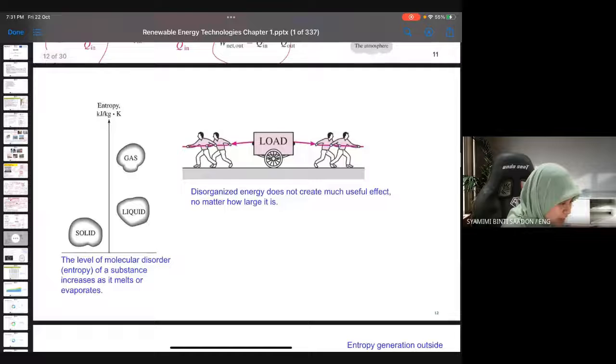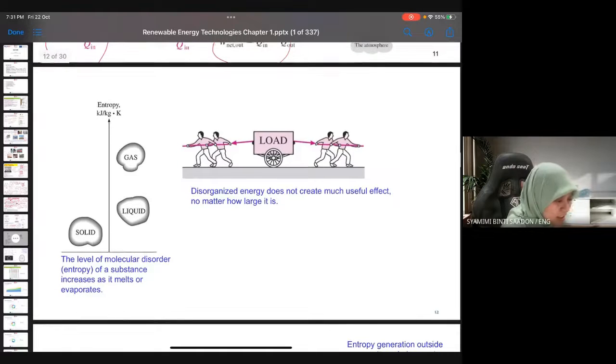Just now, all of the introduction was about the first law of thermodynamics, which is the energy balance. Energy cannot be created or destroyed. So we use that principle, that law, to evaluate the performance of any engine, model, or machine that we want to design.